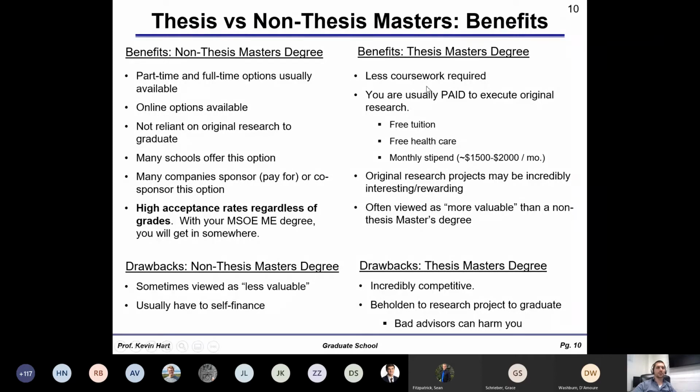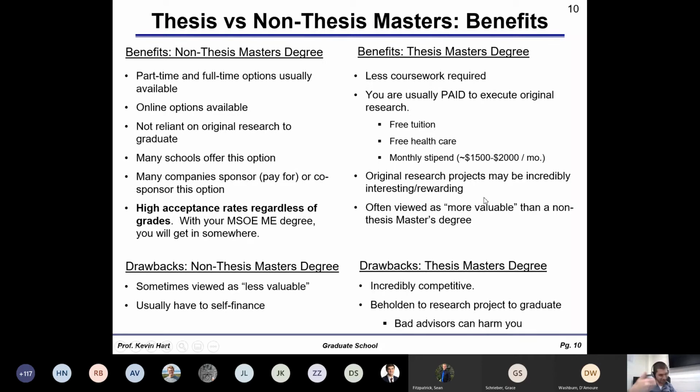All right, thesis, less coursework. You only have to take a handful of classes usually. But if you write a thesis, you are usually paid by a professor to do the research that you're doing to write your thesis. This includes free tuition, free healthcare, and usually a monthly stipend in the order of $1,500 to $2,000 a month. This is how I made it through graduate school without any loans myself. I was paid by a professor the entire way to do original research. I was given about $1,500 a month to live. I lived in central Illinois, where the cost of living is like dirt. So I generally had a pretty good life in graduate school financially, right?